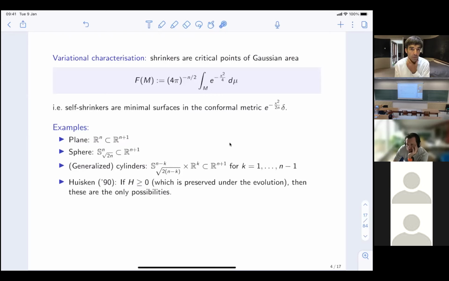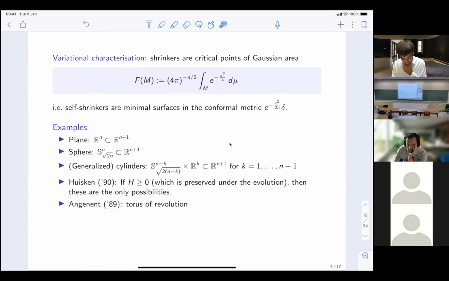You can actually see if you have any flow which satisfies an avoidance principle, then also the sign on the speed has to be preserved, because it's just a differentiated version of the avoidance principle. Okay. And what Huisken showed is that if you have non-negative mean curvature, then these are the plane, which is sort of the regular points where you have no singularities, shrinking spheres and shrinking generalized cylinders are the only singularity models in this case.